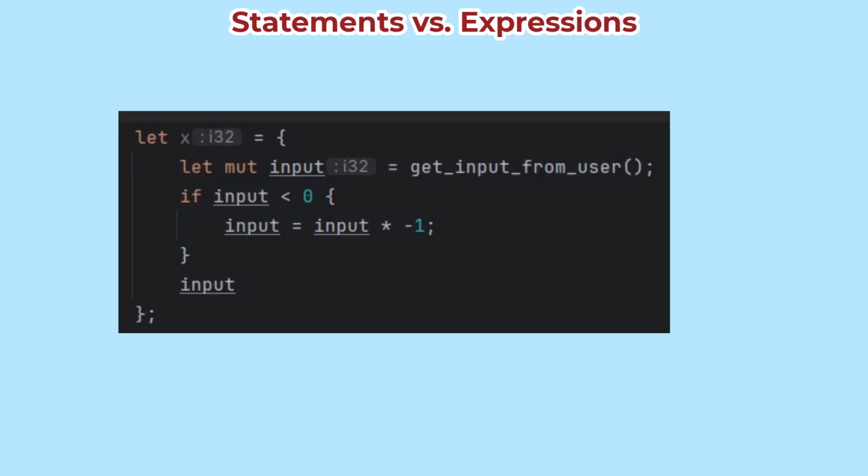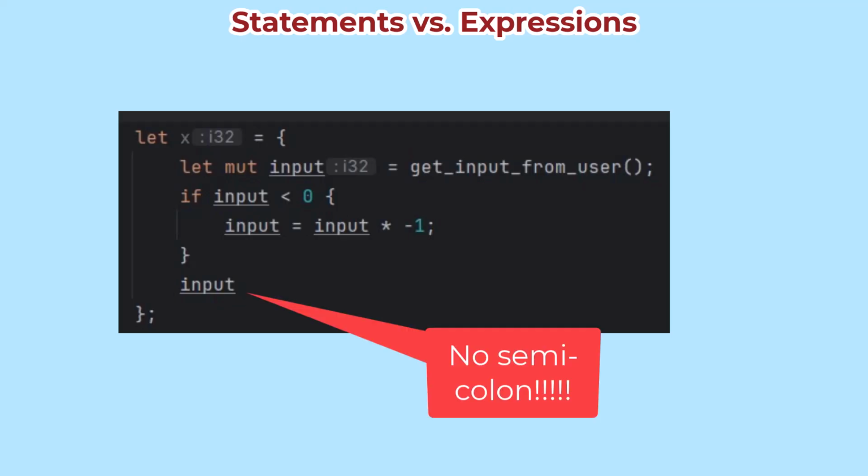So in Rust, we're always calculating something. Here, we're calculating the value of X, and to do that, we got input from a user. That function call is an expression that evaluates to an I32. And when we're finished with our calculation, we specify the result value without a semicolon. If we had put a semicolon here, we would have been telling the compiler that input was a statement, not an expression, and then the compiler wouldn't have known what to store into X.